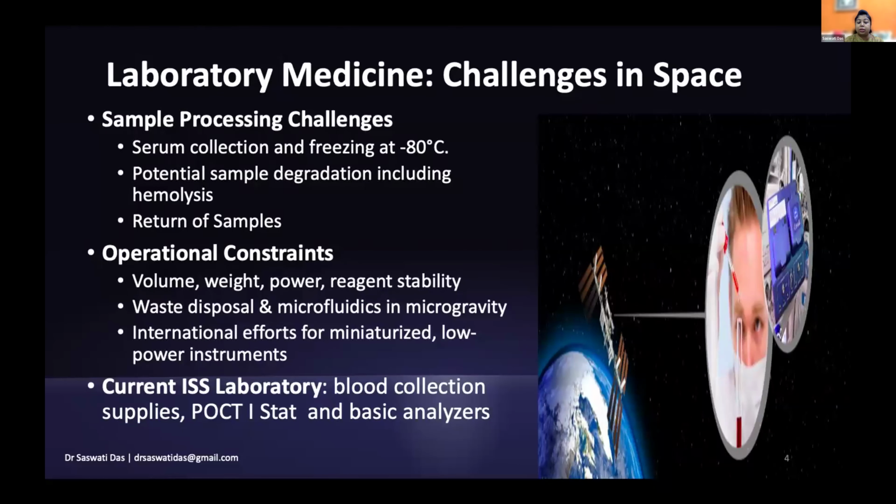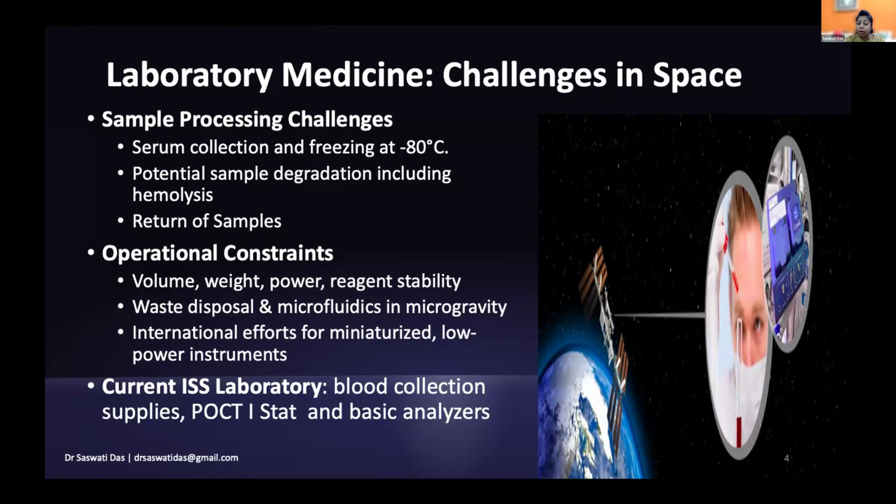So what are the challenges in space? A lot of you conduct space experiments and would be knowing a lot of them. So serum collection and freezing at -80 degrees centigrade. The degradation of samples that happens, the hemolysis that happens, carbon monoxide exhalation has been used as a marker for calculating the hemolysis of the samples. Then how to ensure the return of the samples.